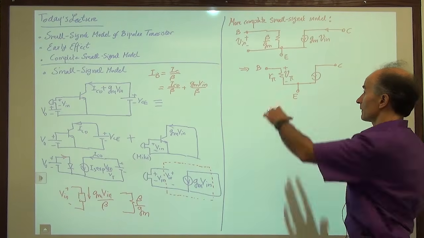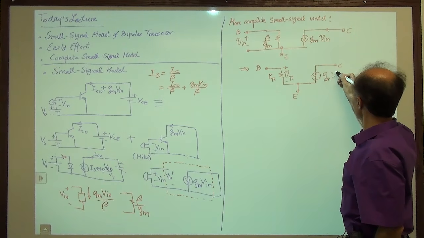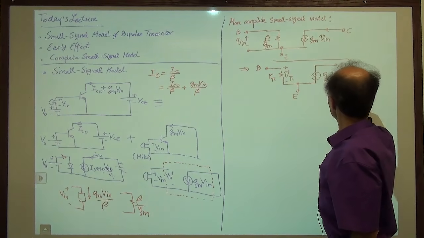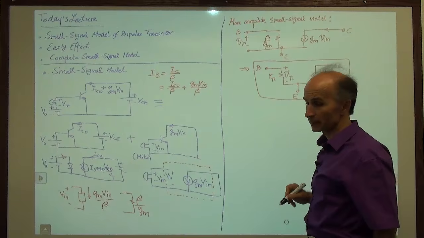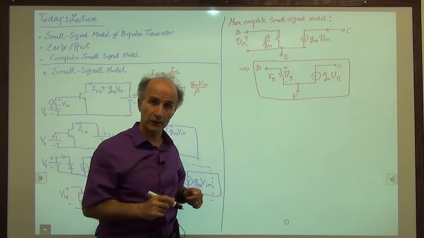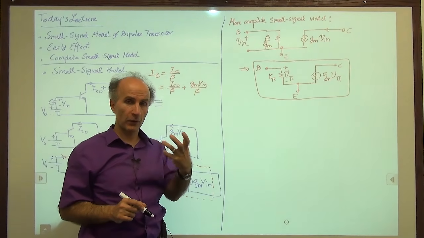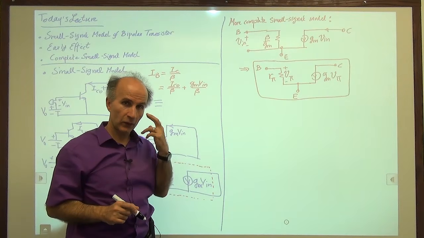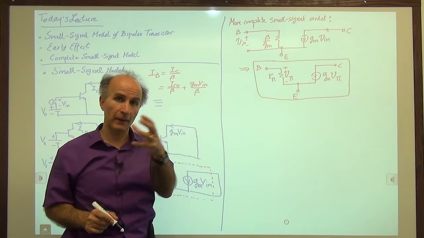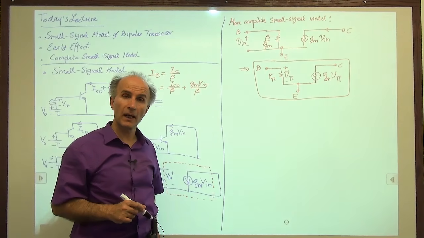So then, if this voltage is called V pi, this current has to be gm times V pi. So this is the model that we use for a bipolar transistor, at least for now. It's not complete, but it's pretty good. So when you see a circuit that has some bipolar transistors in it, and you would like to see how these devices respond to small signals that are coming through them, then you can construct this in your mind and see what happens.